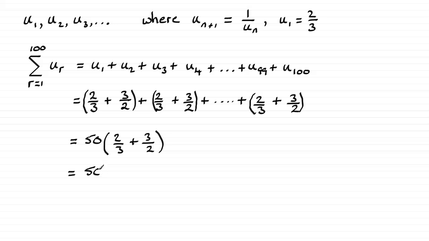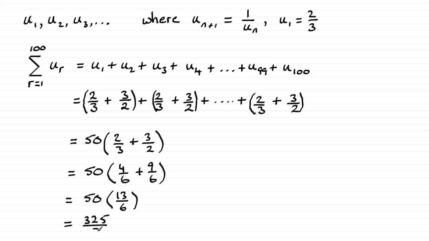If I was to just take this and turn both fractions into sixths, I've got 2/3 is going to be 4/6, and 3 over 2, that's going to be 9/6. So what I've got here then is 50 lots of a total of 13 over 6. And if you do that, you'll find you get the exact value, which we're asked for, of 325 over 3, 325 thirds. Okay, so hope you've been able to see your way through that one.